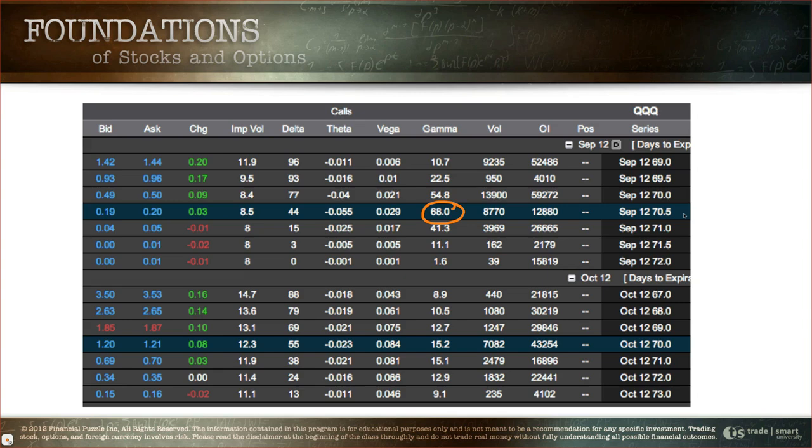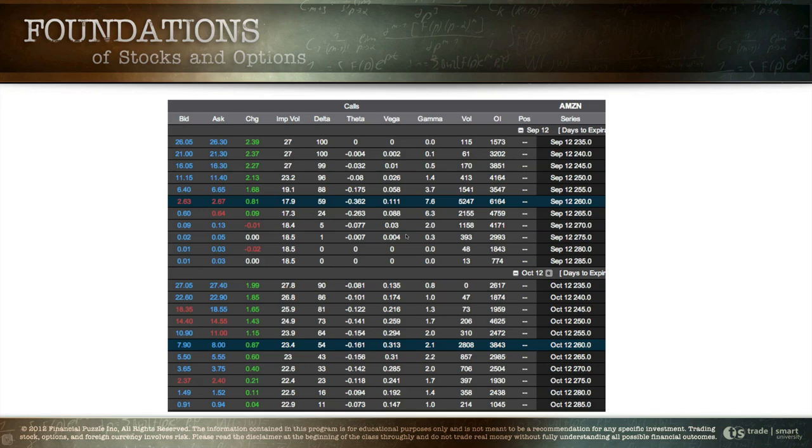If the Qs just go in the money a little bit, we're going to have a massive impact to our delta, because a little bit of an in the money move is going to put this delta over the top, and we're going to become in the money. Make sense? Interesting stuff, isn't it?